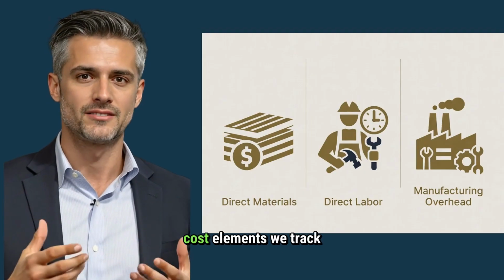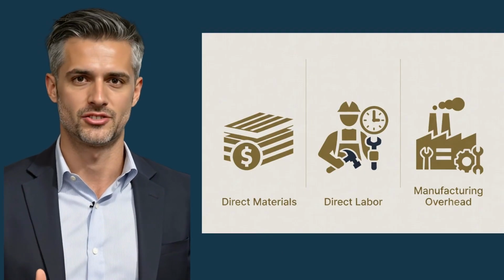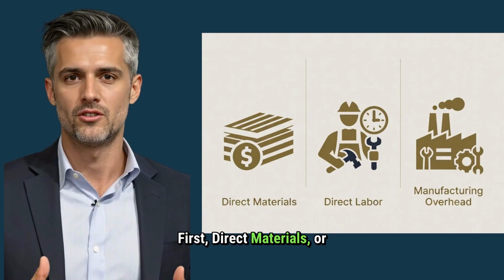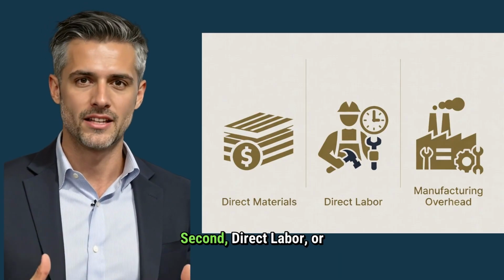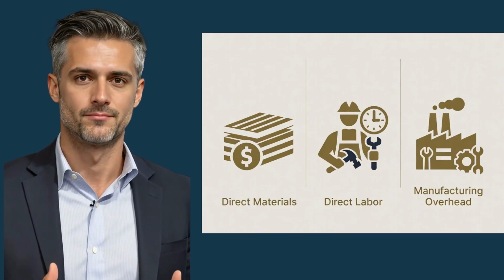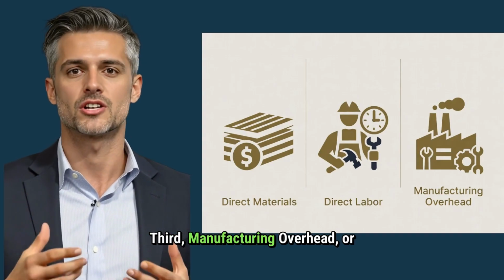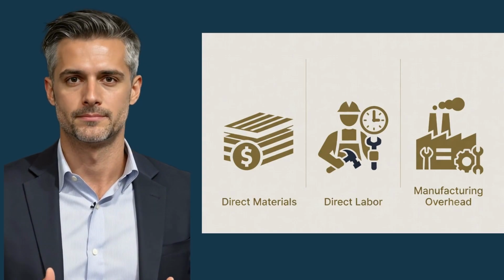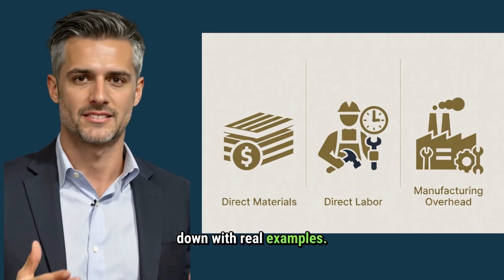There are three key cost elements we track on every job cost sheet. First, direct materials, or DM. Second, direct labor, or DL. Third, manufacturing overhead, or MO. Let's break each one down with real examples.